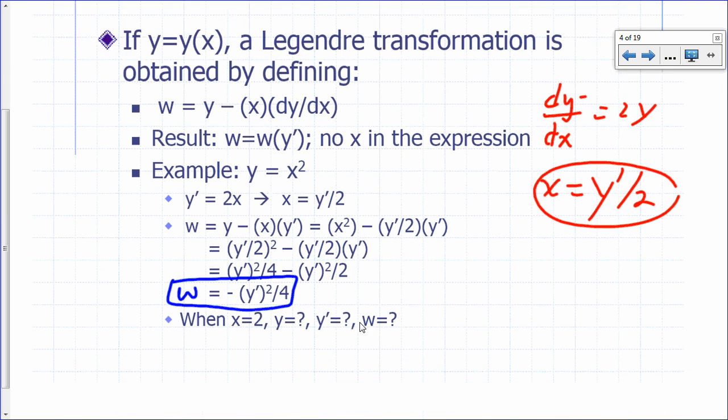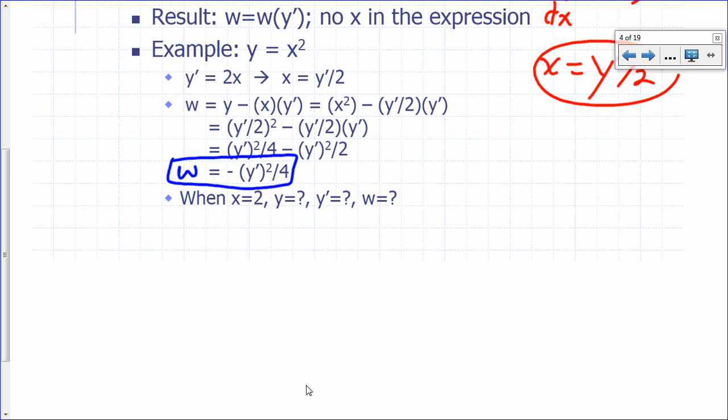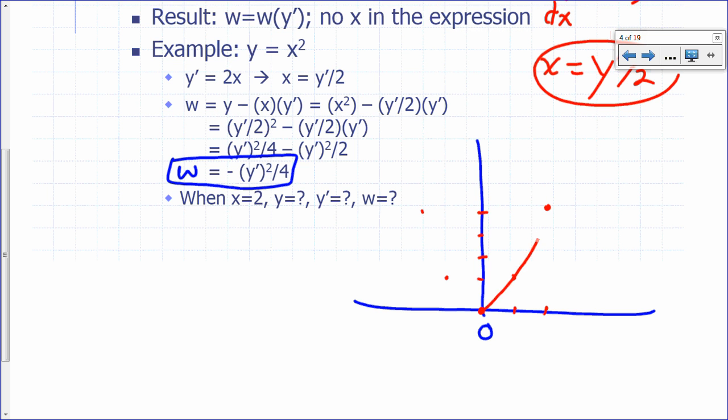Okay? So let's visualize what that is. Okay? So what's a plot of y versus x squared? When x is 0, y is 0, right? When x is 1, y is 1. When x is 2, okay, so 1, 2, 3, 4, y is 4. Same thing when x equals negative 1, y is 1. When x is negative 2, y is 4. It's a parabola, right?